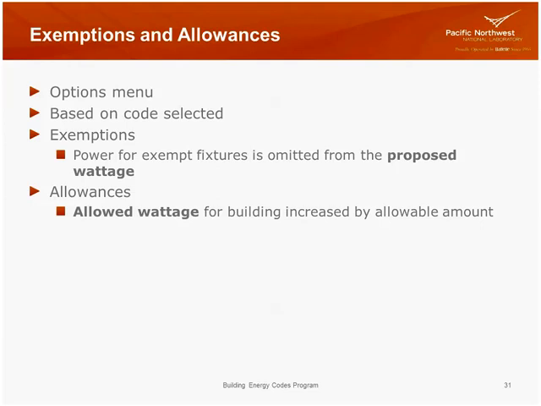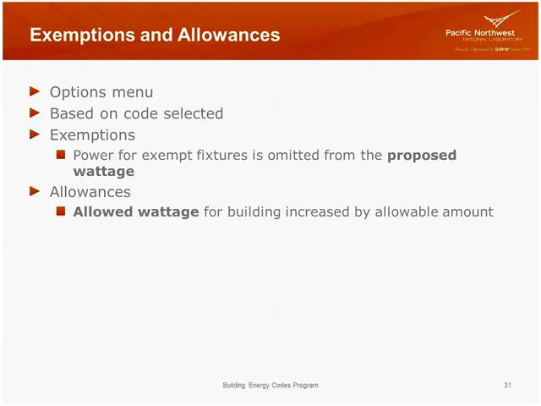Exemptions and allowances. You can choose it from the options menu when you're in the lighting tab, or from preferences. You could always have it come on so you have this extra column when you're defining all your fixtures. It is code driven, but how do exemptions and allowances work? Let's say I have an exemption for some fixtures for a certain application. The power for exempt fixtures is omitted from the proposed wattage, not the allowed wattage, the proposed wattage.